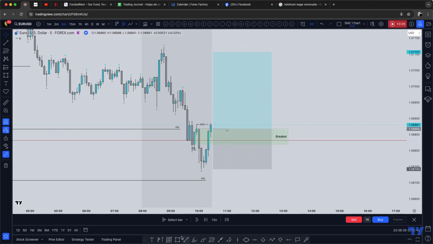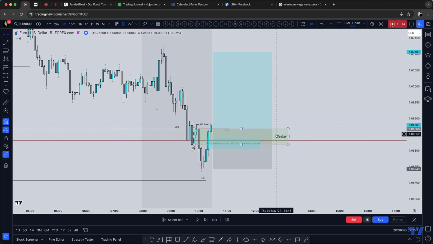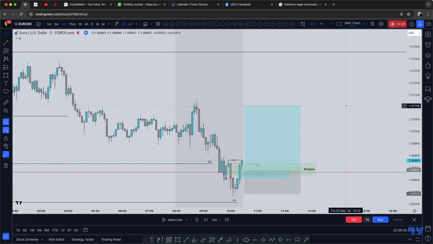So what else do we have? Well, we did leave this fair value gap right here, this bullish fair value gap, which is now in combination with a fair value gap on top of the breaker. What is that? That is a unicorn. So you could be looking for an entry also right there if you wanted to, and you have a better risk to reward now.